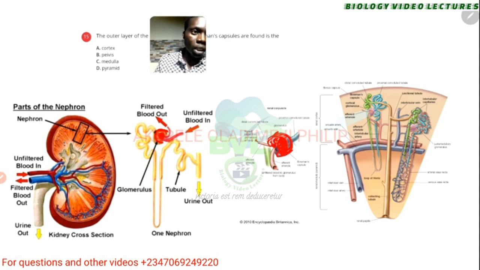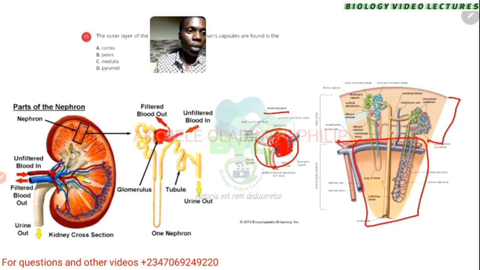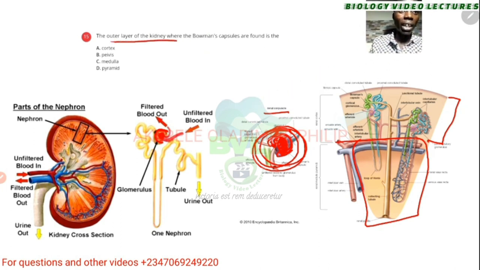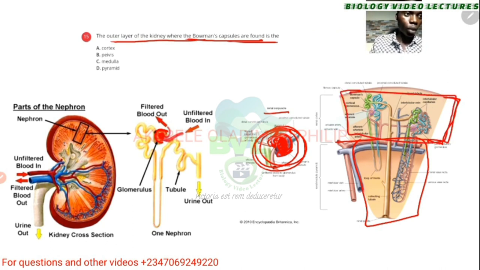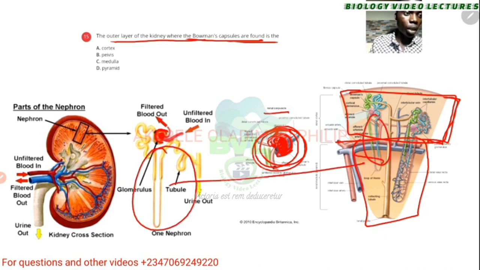Or some people call it renal capsule. Yes, renal capsule. Now, pay attention. This part here, this thickness from here to here, is the cortex. This is the medulla. The question is saying, the outer layer of the kidney where Bowman capsule is found is what? The cortex. So this is where the Bowman capsule is found, while this other part is found in the medulla majorly.